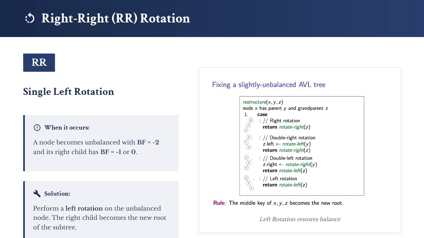This operation reduces the height of the right subtree and increases the height of the left subtree. It effectively shifts the weight from right to left and restores balance. After this rotation, all nodes have balance factors within the allowed range.